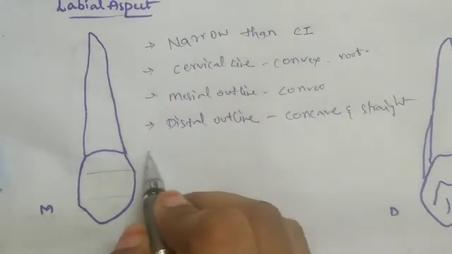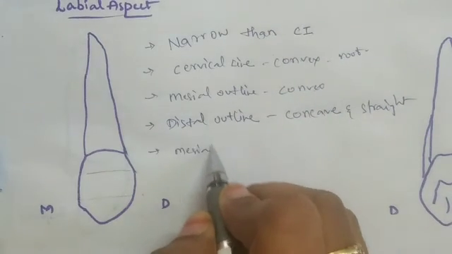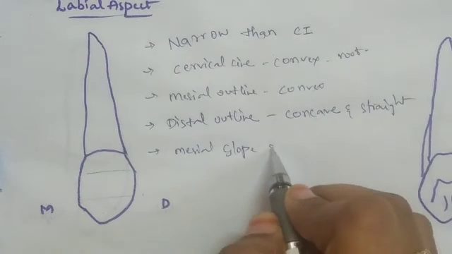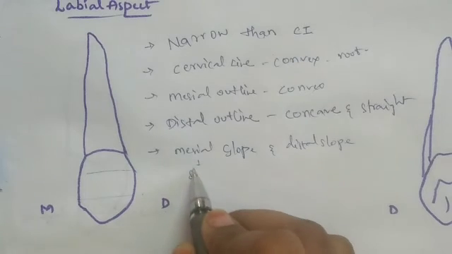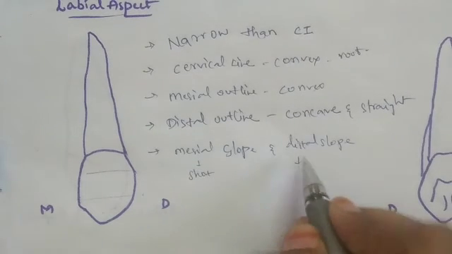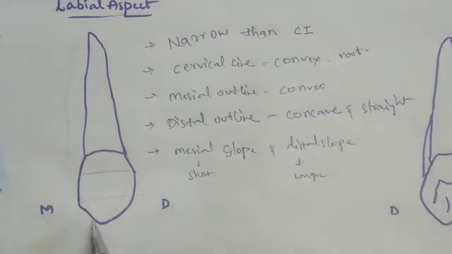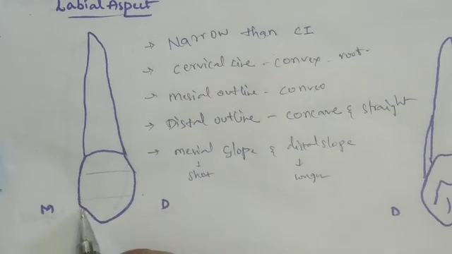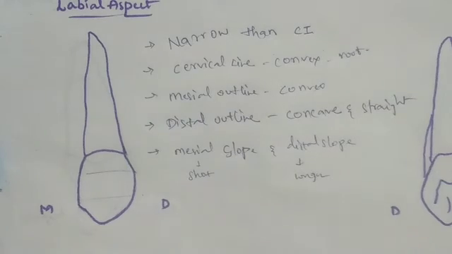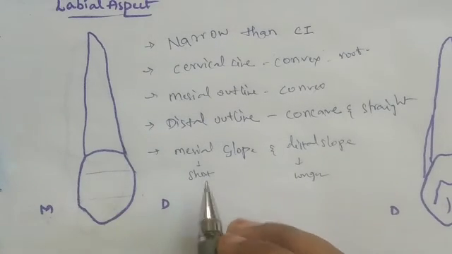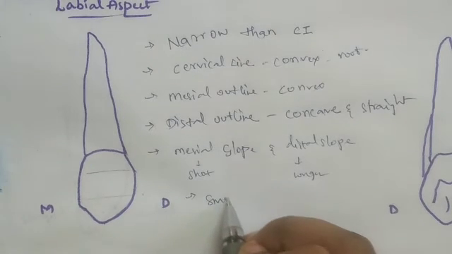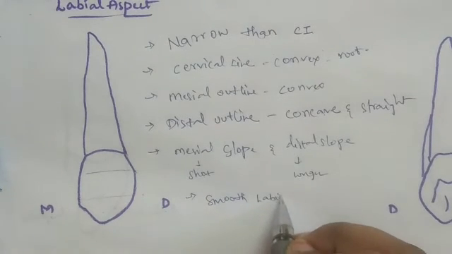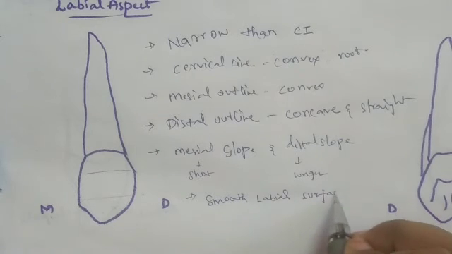The crown also has 2 slopes, mesial and distal slopes. The mesial slope is somewhat shorter and the distal slope is longer. Here we can see this is the mesial slope. It is shorter and the distal slope is longer. And the labial surface is smooth, totally without any depressions or deviations. It has a prominence in the middle from the cervical line to the tip of the cusp. It is called the labial ridge.